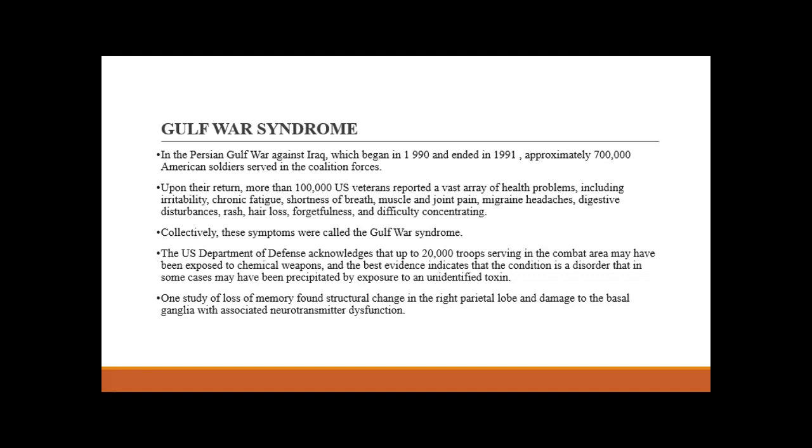The US Department of Defense acknowledged that up to 20,000 troops who served in the combat area may have been exposed to chemical weapons, and the best evidence indicates that the condition may have been precipitated by exposure to an unidentified toxin. A study of the loss of memory which occurred in this syndrome found structural changes in the right parietal lobe and damage to the basal ganglia with associated neurotransmitter dysfunction.